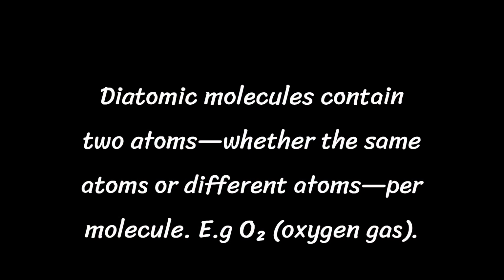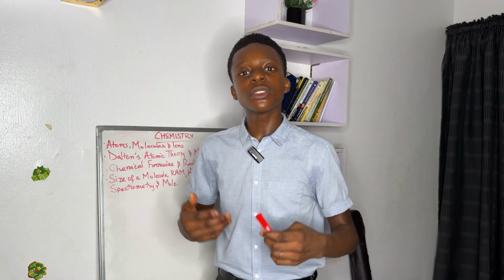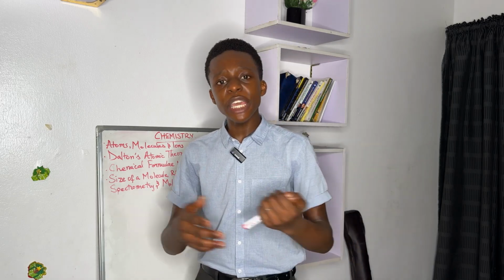Then there are diatomic molecules. Diatomic molecules are molecules that are made of two of the same atoms or two of different atoms. An example is the hydrogen gas, which is a molecule that consists of two hydrogen atoms. There's the oxygen gas, which consists of two oxygen atoms, and there's even hydrochloric acid. Hydrochloric acid is made from two atoms, which is hydrogen and chlorine. So chlorine is one element, and there's hydrogen, which is also another element, or another atom, which makes up the molecule.